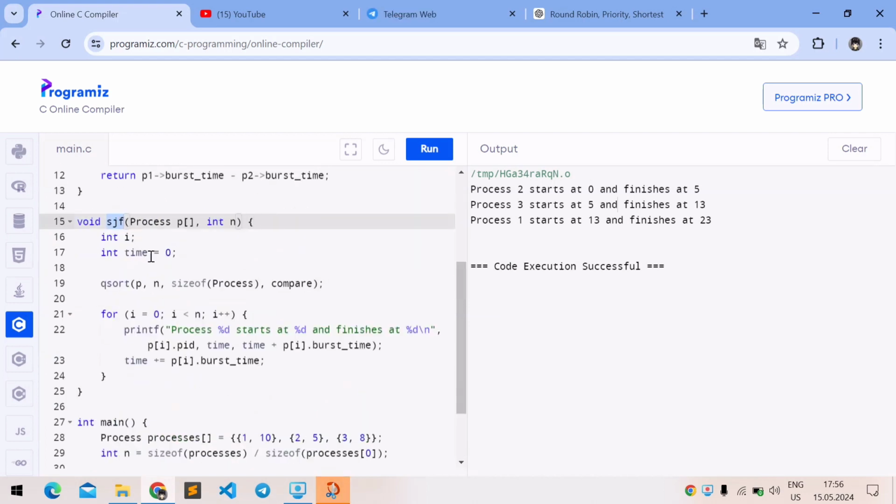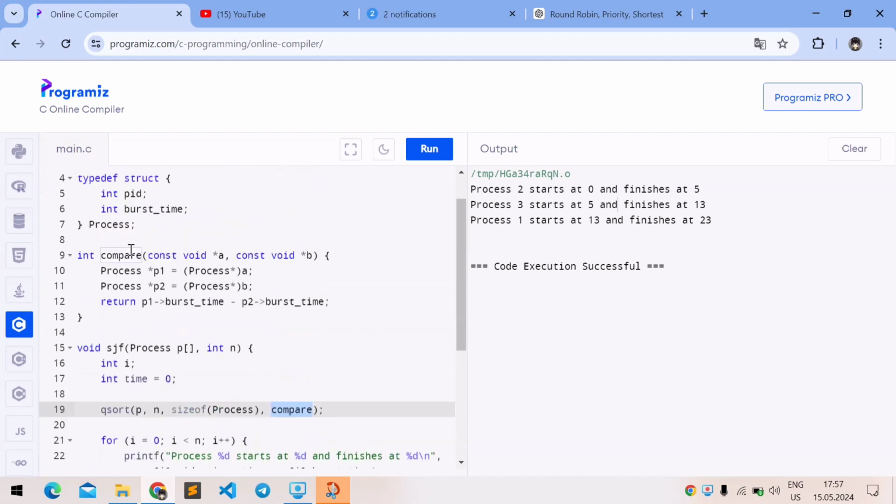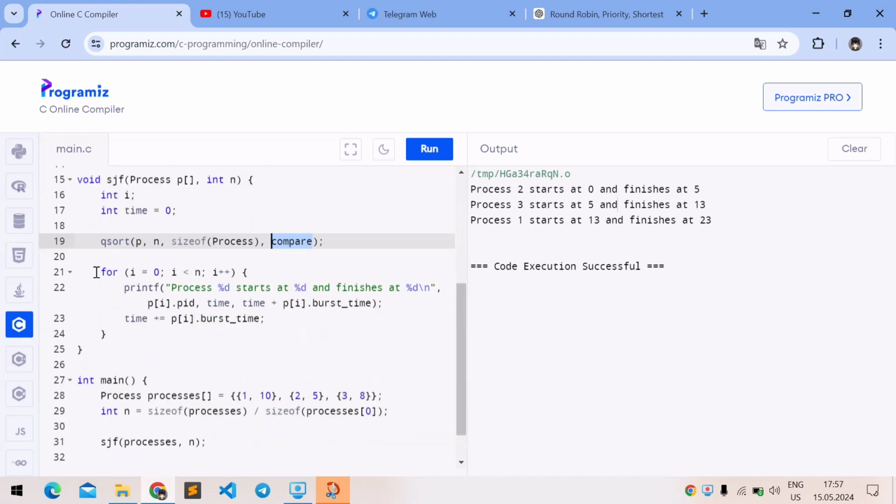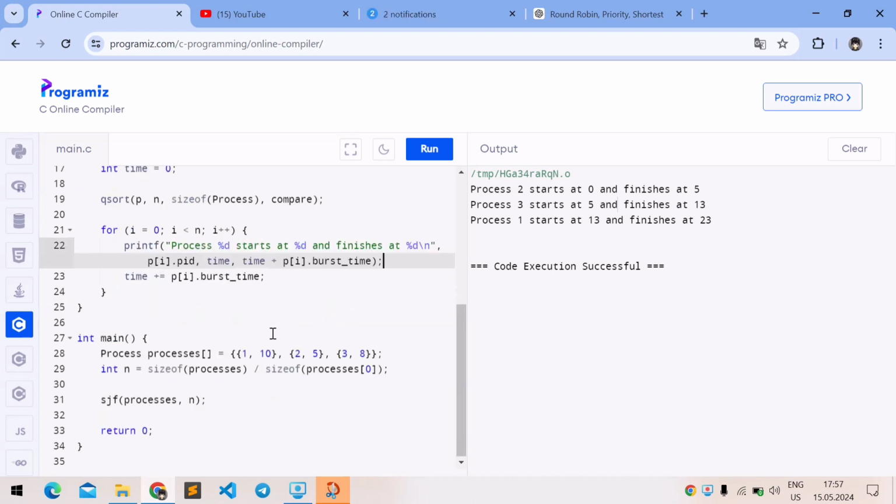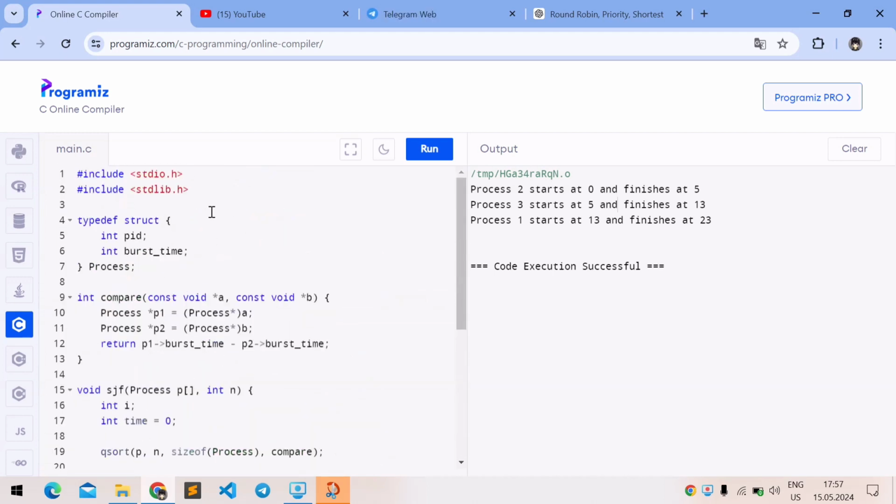Here's the main method to implement the shortest job first algorithm. Like priority scheduling, it will sort with qsort with our custom compare function, and inside just a for cycle, it will increment the time and print the remaining time and starting time. It's the simplest algorithm.